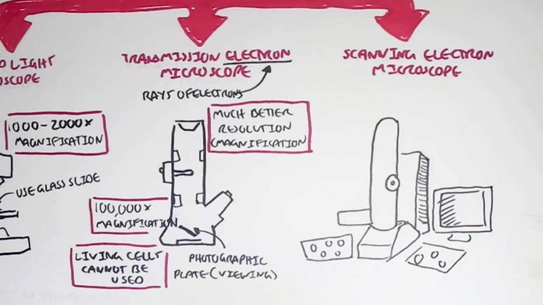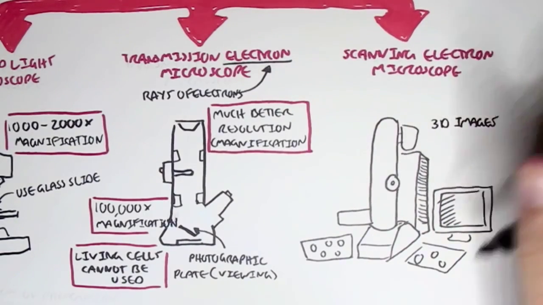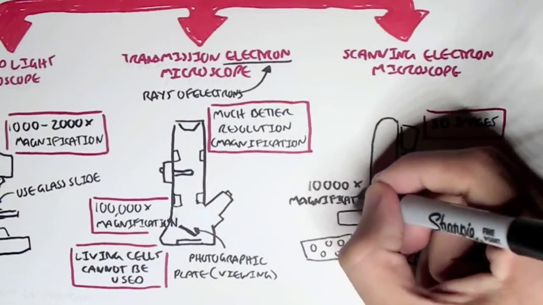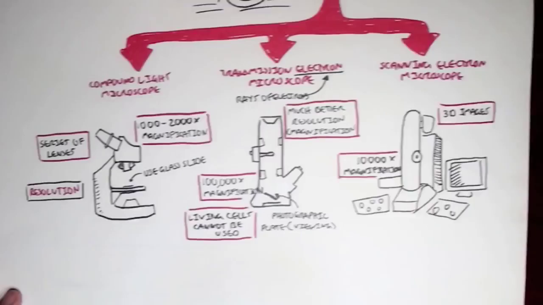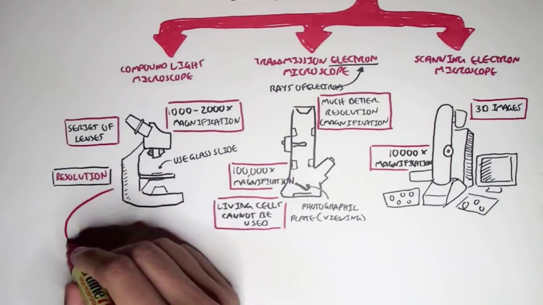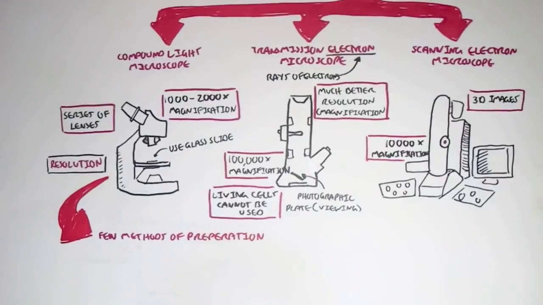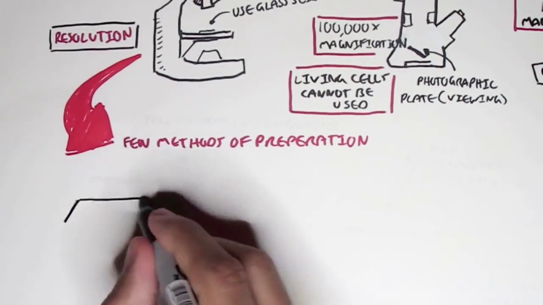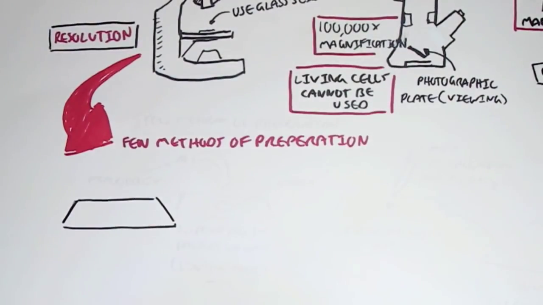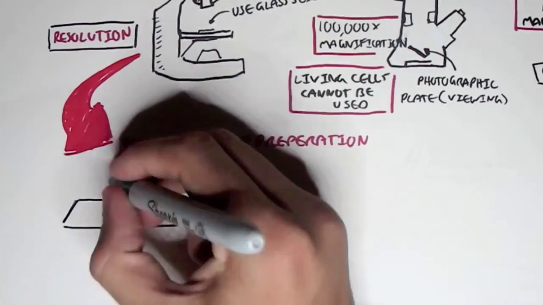And the final one is a scanning electron microscope, and this is probably the coolest microscope ever because it enables scientists to view these microorganisms in 3D, and it can only magnify up to 10,000 times. However, the detail of these microorganisms in 3D is awesome. So now let's look at a few methods of preparation. We're concentrating on the compound light microscope typically.